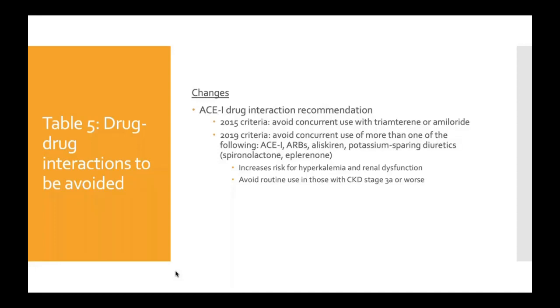So ACE inhibitors, ARBs, aliskiren, spironolactone, or eplerenone, as this can increase the risk for development of hyperkalemia and acute kidney injury. You really should avoid a combination of one or more of these agents in patients who already have poor renal function with CKD stage 3 or worse.